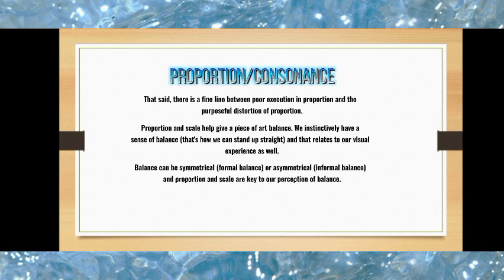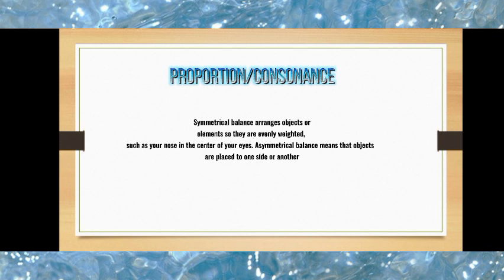Balance can be symmetrical, or formal balance, or asymmetrical balance, or informal balance, and proportion and scale are key to our perception of balance. Symmetrical balance arranges objects or elements so they are evenly weighted, such as your nose in the center of your eyes. Asymmetrical balance means that objects are placed to one side or another.